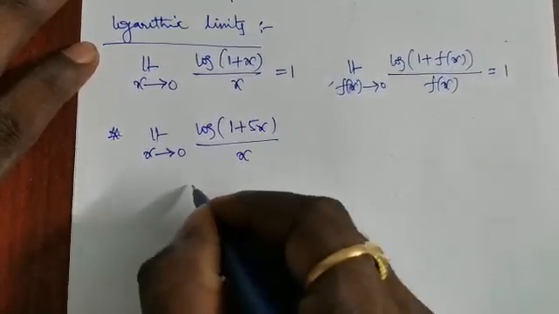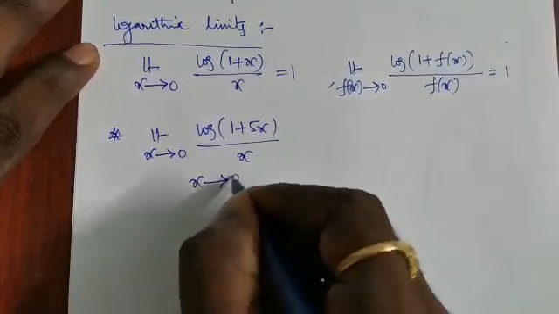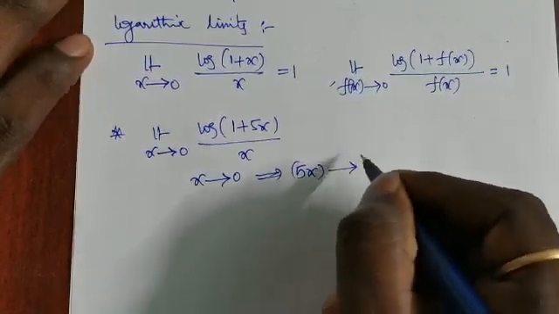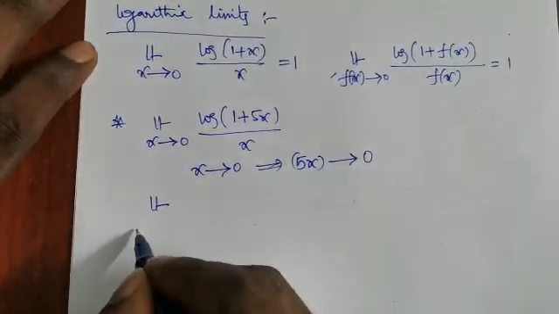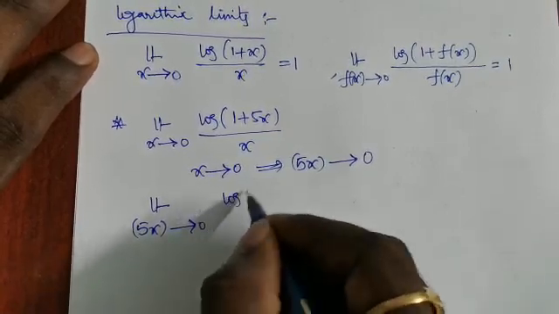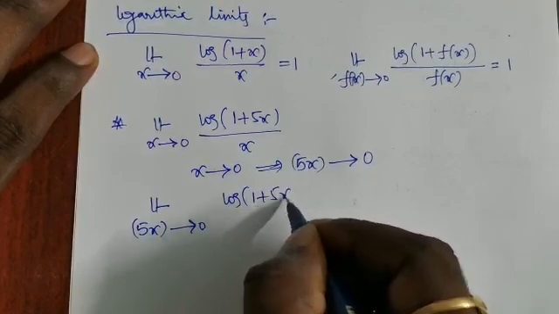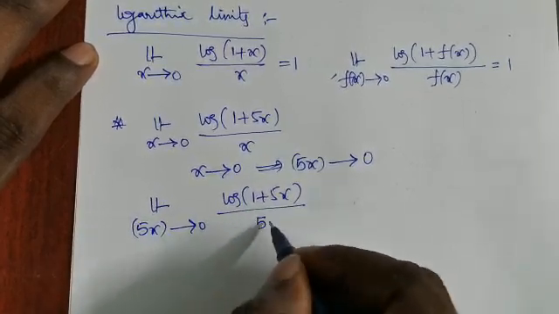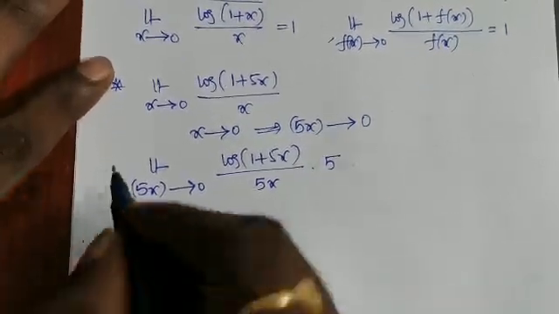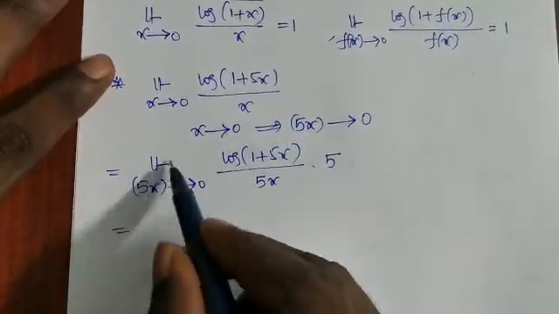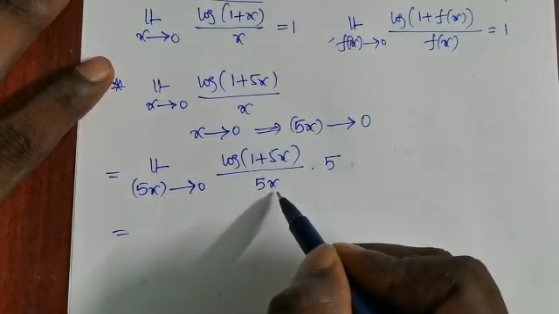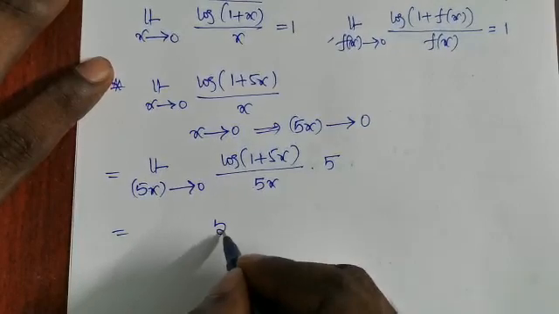Now coming to the solution, if x tends to 0, then 5x also approaches 0, right? Then in the limit, replace with 5x approaching 0, and for log of 1 plus 5x, multiply the denominator by 5 and divide by 5. Then limit f of x tends to 0, log of 1 plus f of x by f of x is what? 1. 1 into 5, that is 5.